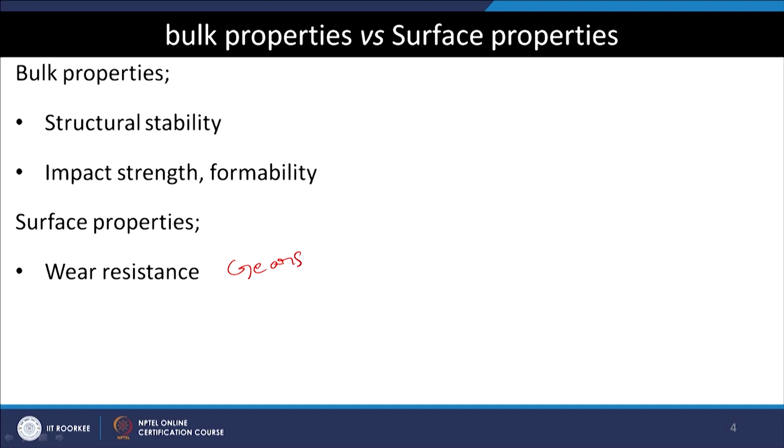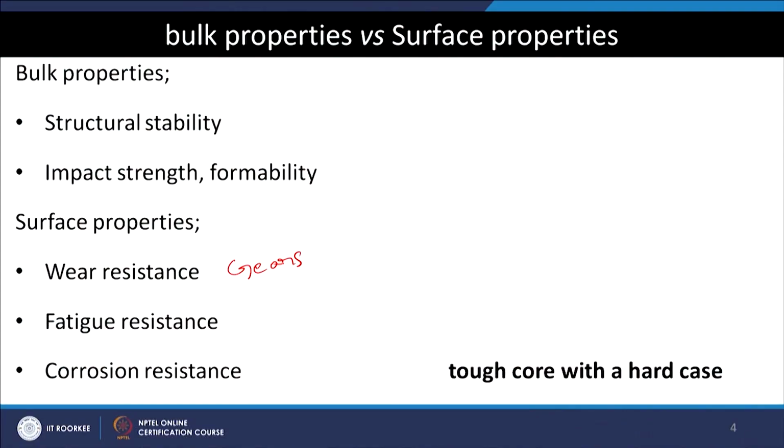Most engineering components feel wear from the environment in which they are operating. For example, if you take a gear, the gears are under constant wear and tear. We would like the gear teeth, where you have the loading, to have the highest wear resistance on their surfaces to have a long service life. That is one aspect, and next is the fatigue resistance.